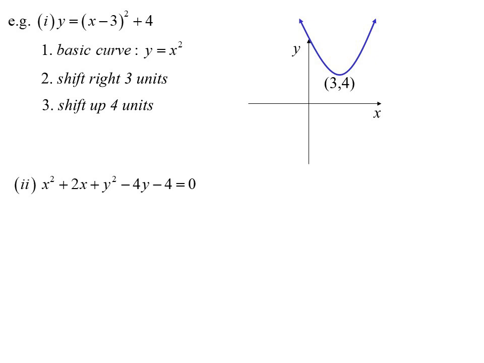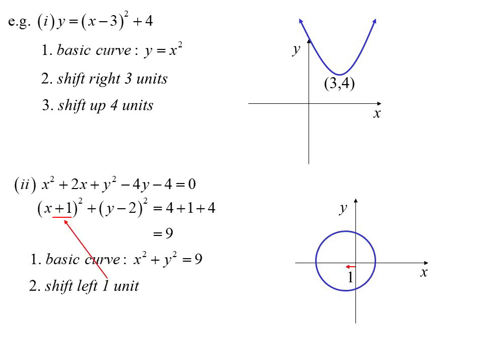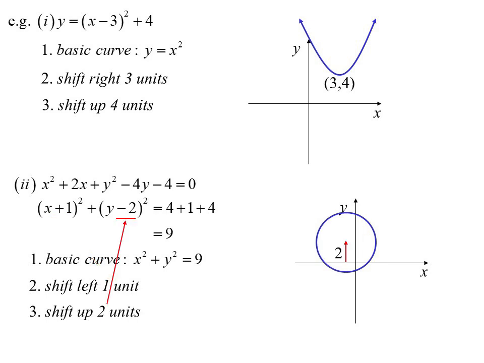Now, something like this, I'm looking at it trying to identify what sort of basic curve it is. Here, I'm looking at the powers of x and y. They're both 2, and the coefficient's the same. Now, our basic curve was, of course, the circle. So what have we done to our basic curve? In order to do that, I need to complete the square on both the x and the y value. So I get x plus 1 squared plus y minus 2 squared equals, and we end up with 9. And my basic curve, x squared plus y squared equals 9. What have I done with it? Grouped with the x is x plus 1, so I've shifted it left 1 unit. Grouped with the y, I've got y minus 2, so I've shifted it up 2 units, and there's my circle.